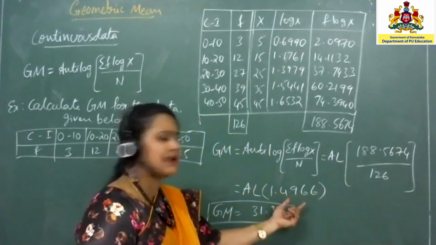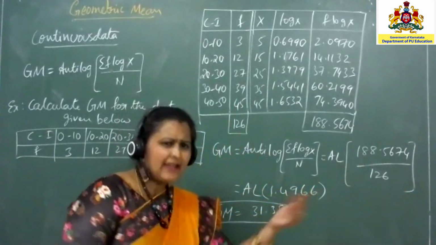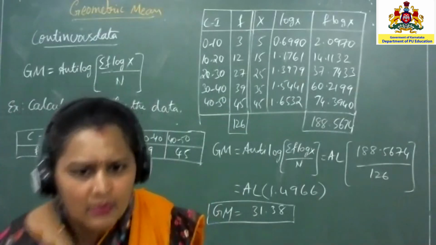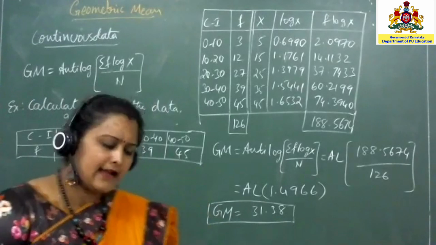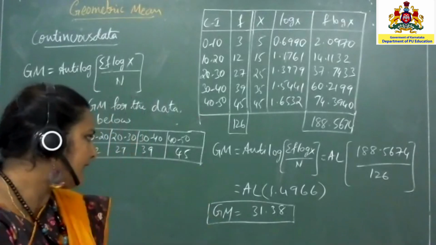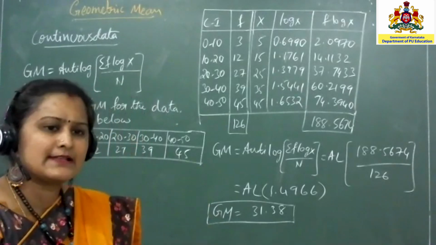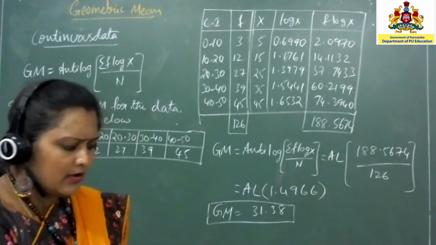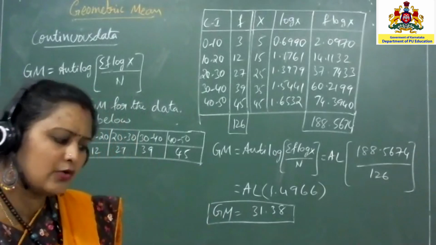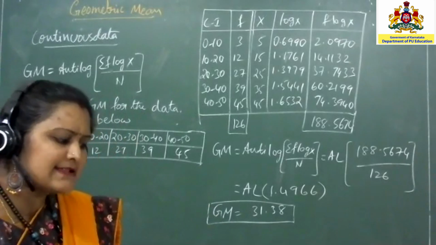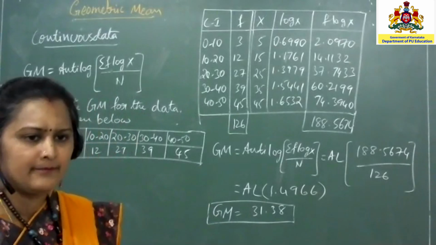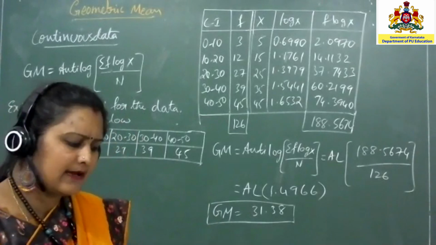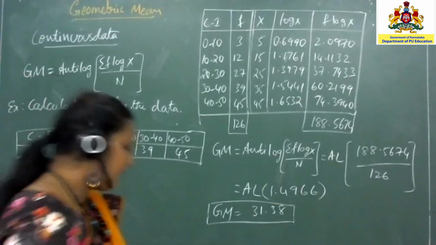You need to check 49 under 6 in the antilogarithm table, and then for the 6 you should check the value in the mean difference. Otherwise, you can check from the scientific calculator: shift log 1.4966, and you will get the antilogarithm value directly.